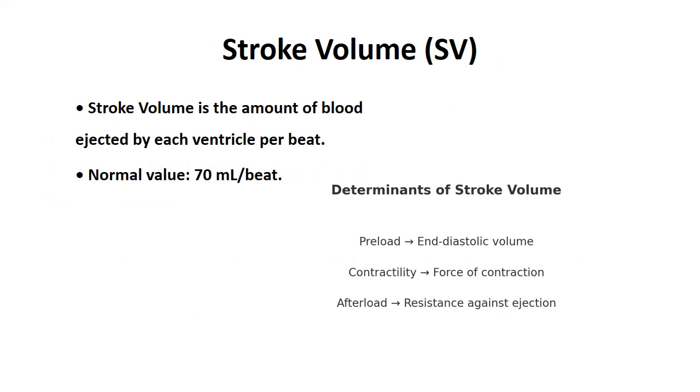Stroke volume is the amount of blood ejected by each ventricle in one heartbeat, normally around 70 milliliters. It depends upon three main factors. Preload, the amount of blood filling the ventricles before contraction. Contractility, the strength of ventricular contraction. Afterload, the resistance the heart must overcome to eject blood.